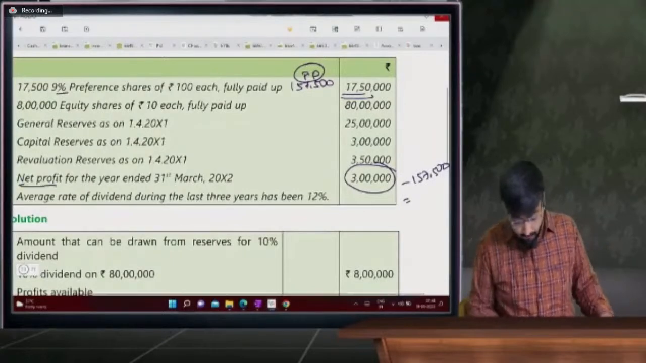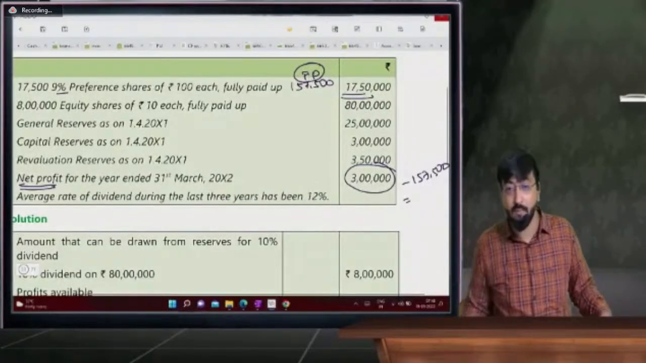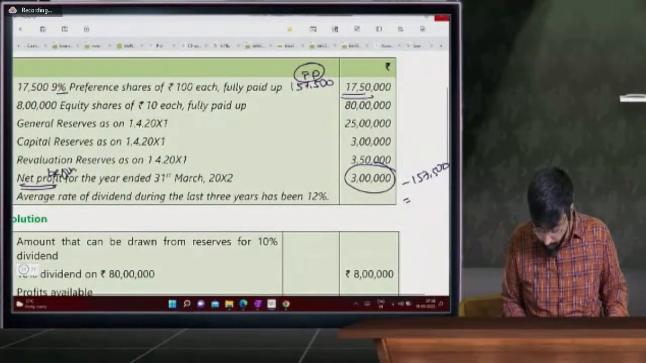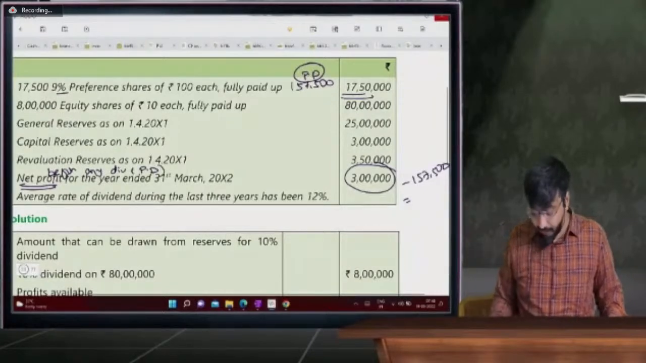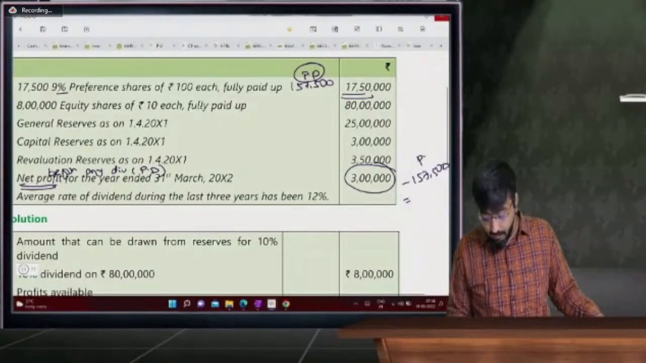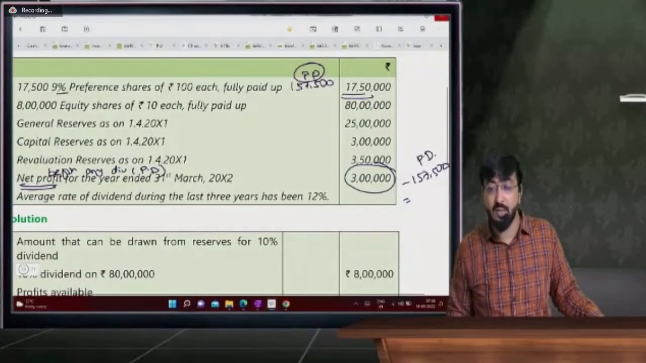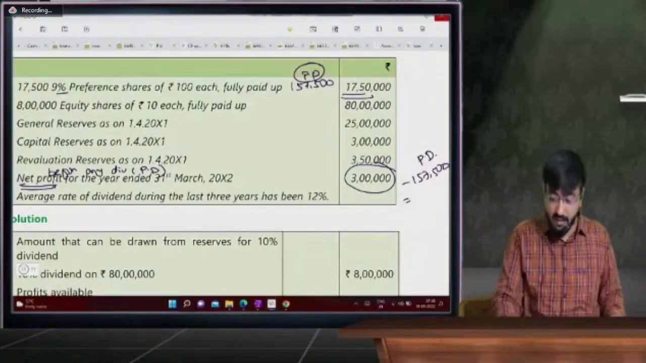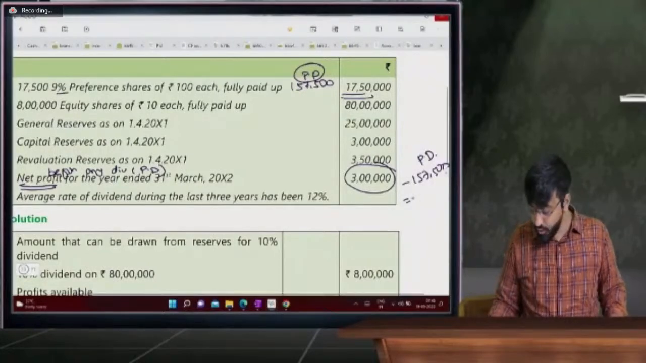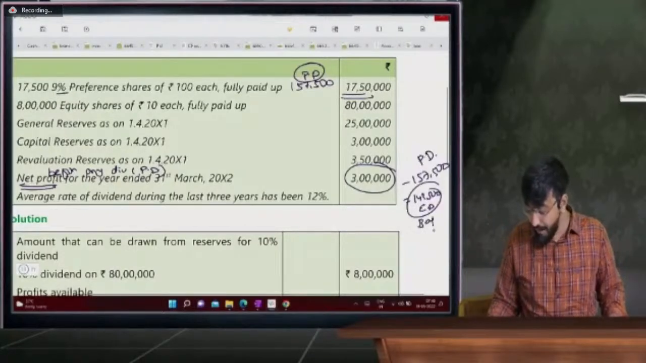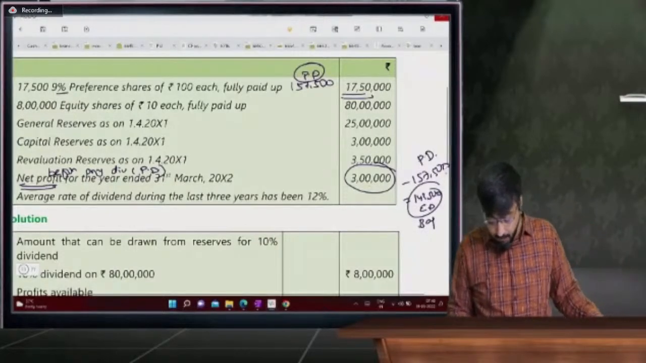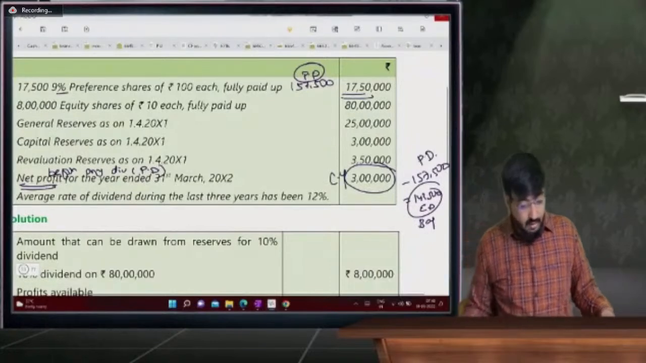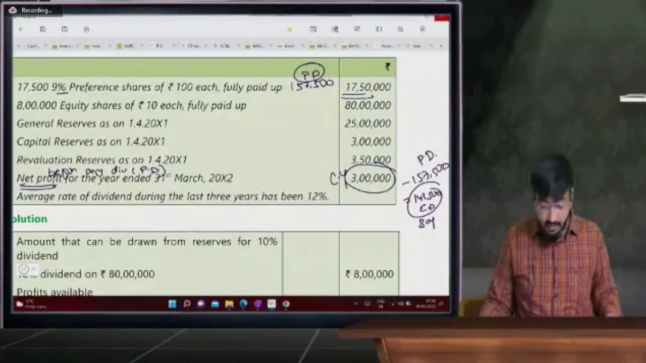Because it's a net profit, and net profit is always before any dividend. Any dividend means preference also. So first we will deduct the preference dividend because preference dividend is given for preference share capital. So 3 lakhs minus 157,500. So your balance available for equity dividend is 142,500 for the current year. So the current year dividend balance available is 142,500.